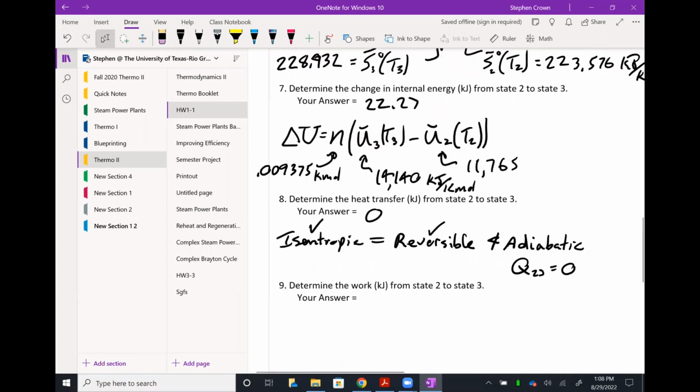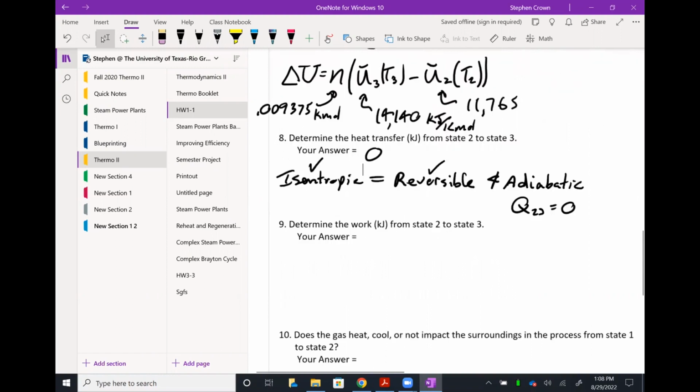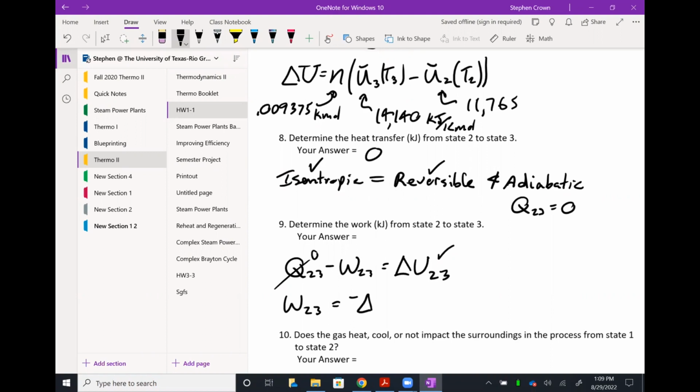Determine the work from state 2 to 3. Well, now that we know that Q23 is 0, we can use the first law. And we already have an answer for delta U23. We know Q is 0, so work 23 just equals the negative of delta U23.